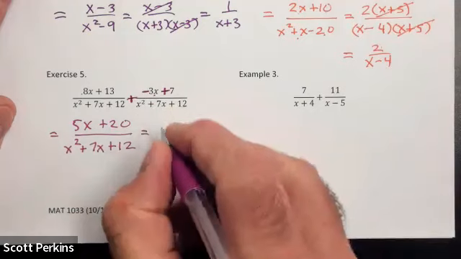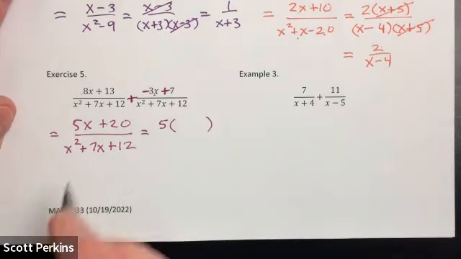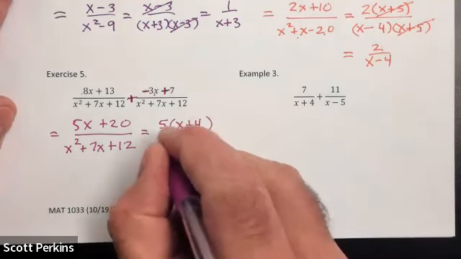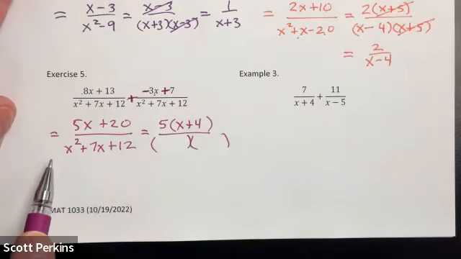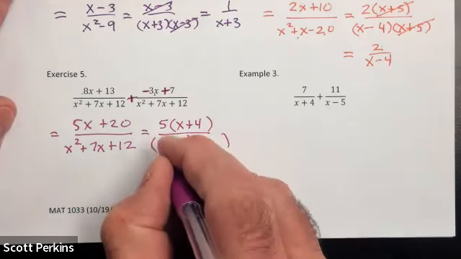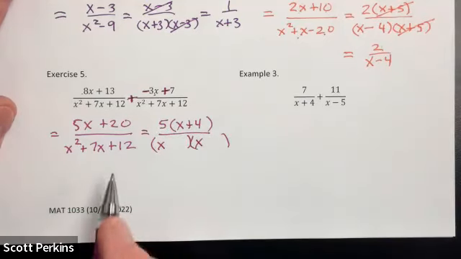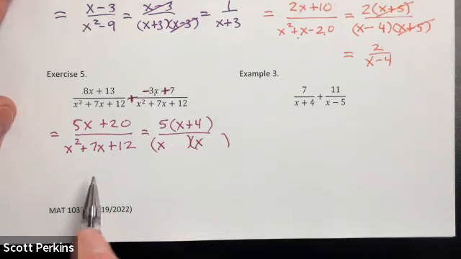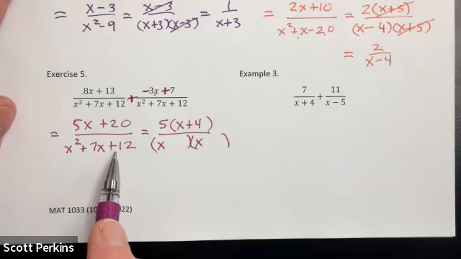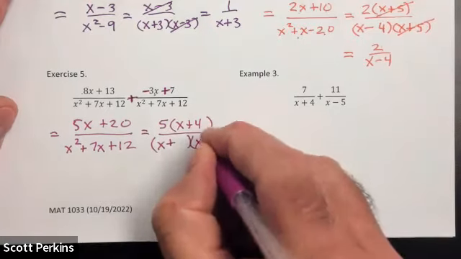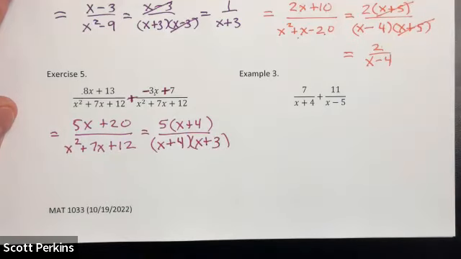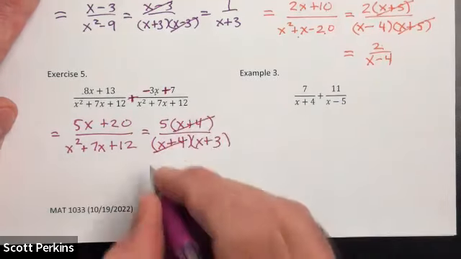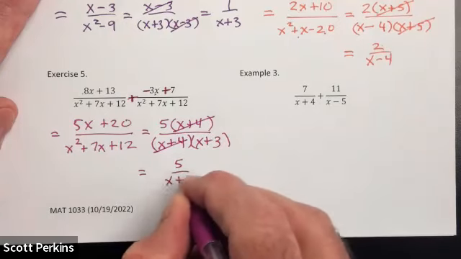Now I have to simplify that. In the top, we can factor out a 5. 5x, factor out the 5 leaves me x. 20, factor out the 5 leaves me 4. The denominator is a trinomial with a 1 in front of the x squared, so I can unfoil. x squared is x and x. What do the signs have to be? Both positive, because the 12 tells me they have to be the same, and the 7 says that means they're both positive. The two factors of 12 that add up to 7 are 4 and 3. I'll cancel those x plus 4s, and I'm left with 5 over x plus 3.